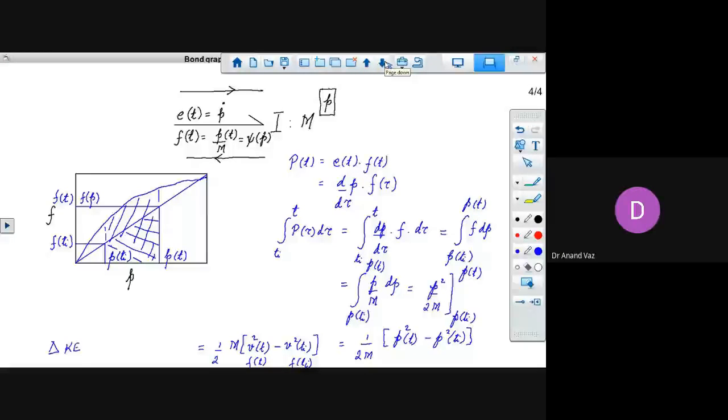I think I did not explain to you about the energy concept of the C element. So let me do that before we proceed towards the R element. But I think we have very little time.